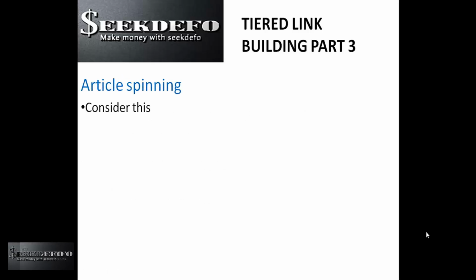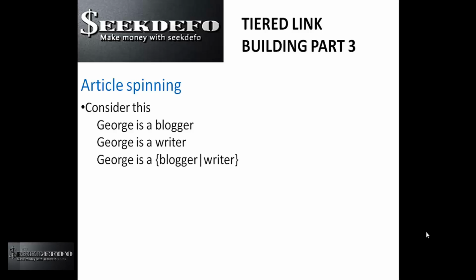So consider this: George is a blogger. An alternative sentence for that would be George is a writer. So for spinning it, we would write George is a, and open the curly bracket, blogger, put a pipe there, then write writer and close the bracket. So the output will be George is a blogger or George is a writer.